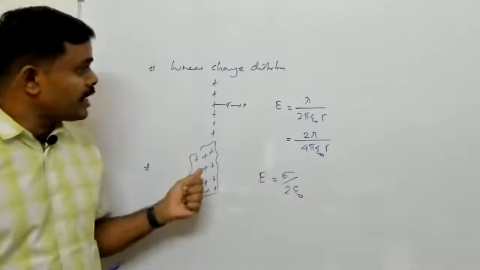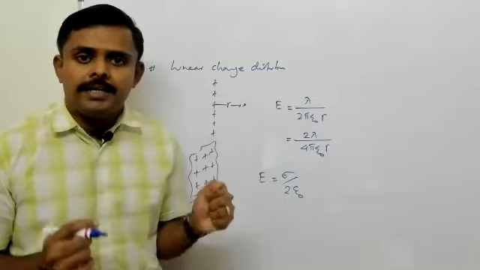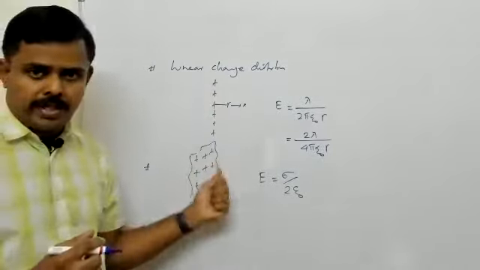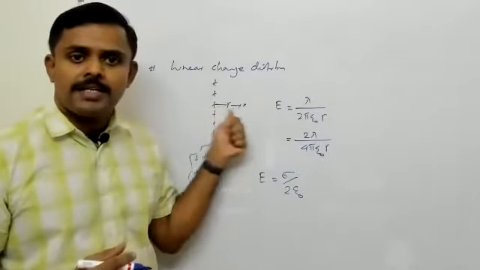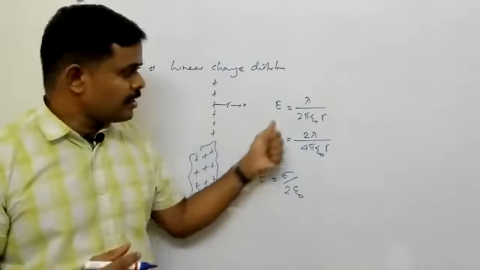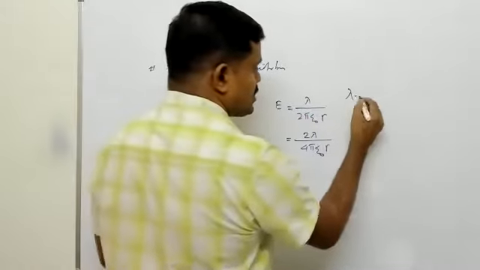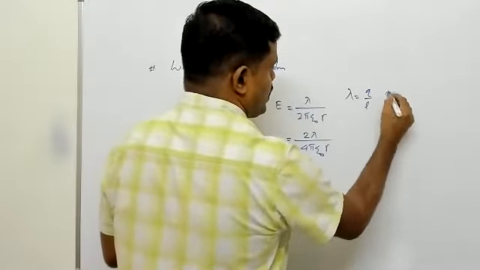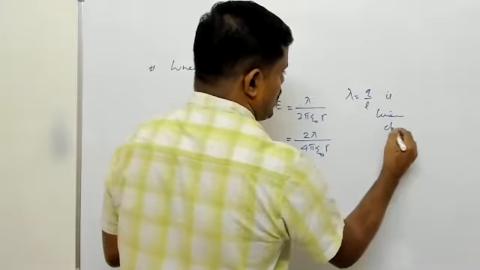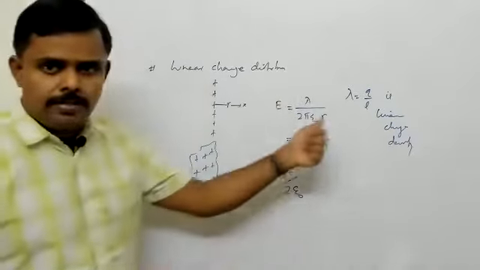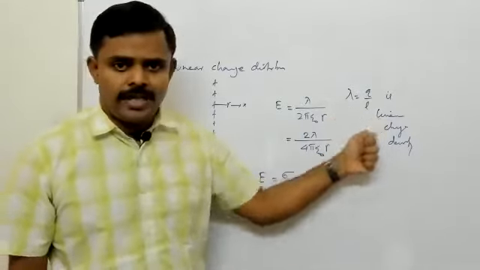I'm repeating one more time. First one is linear charge distribution. It's on a straight line. You've been asked to find the electric field at a distance r. What is the equation? Lambda by 2 pi epsilon 0 r, where lambda is equal to q by L, the linear charge density. If you remember, charge by length. We wrote it in the beginning today.